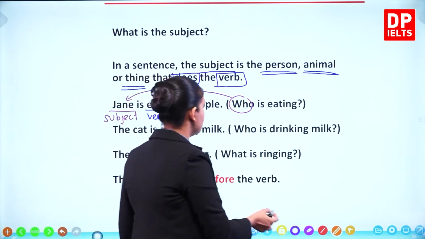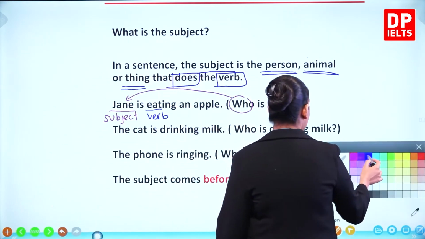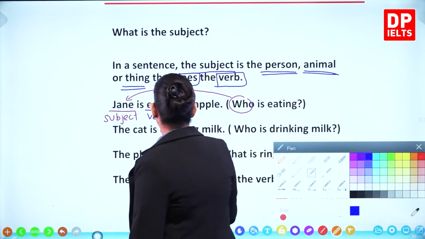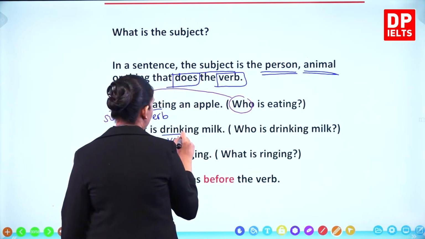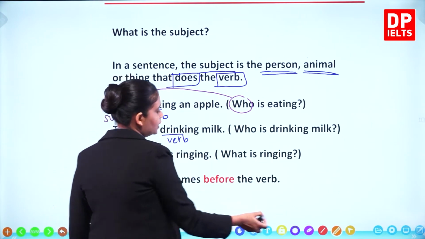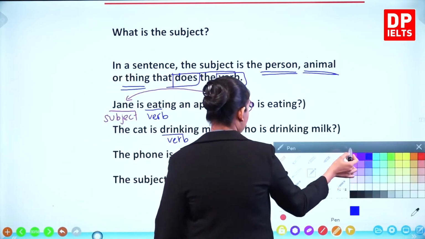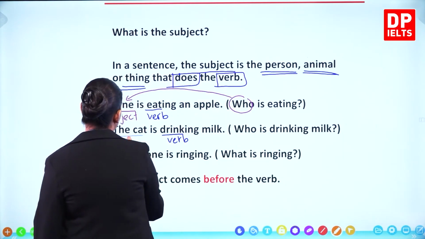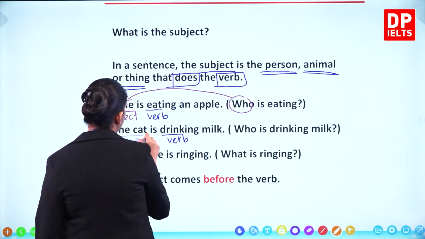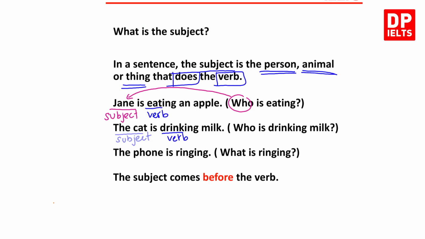The cat is drinking the milk. So drink is the verb. Who is drinking the milk? The cat, and that is the subject. The cat is drinking milk.